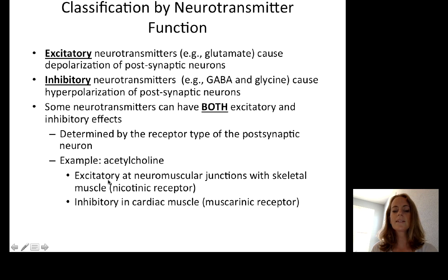Acetylcholine is always excitatory at a muscle because it acts on a particular type of receptor that's called a nicotinic receptor. But it can also be inhibitory. For example, acetylcholine, when it reaches cardiac muscle, interacts not with the nicotinic receptor but with the muscarinic receptor, and that is an inhibitory receptor that will lead to IPSPs in the cardiac muscle. More on that when we get to those specific pathways.